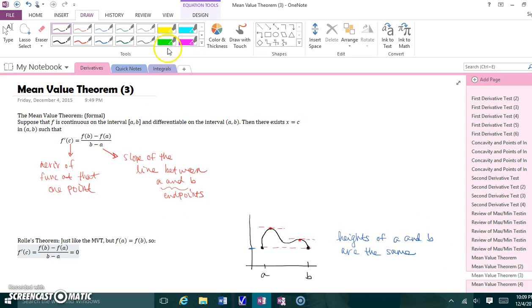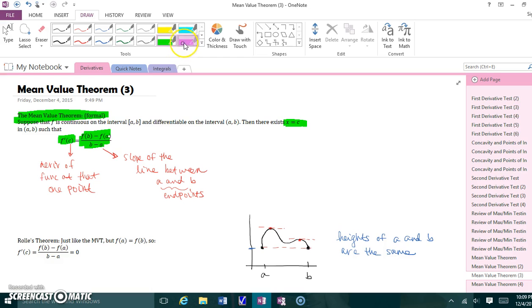So here is a more formal definition of the mean value theorem, so you're going to want to pause the video and write this down. Suppose f is continuous on the closed interval, differentiable on the open interval. There is some x value c within this x interval (a, b) such that the derivative at that one c value or that one point is equal to the slope of the tangent line.